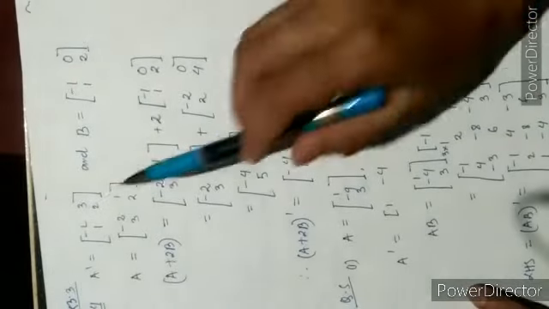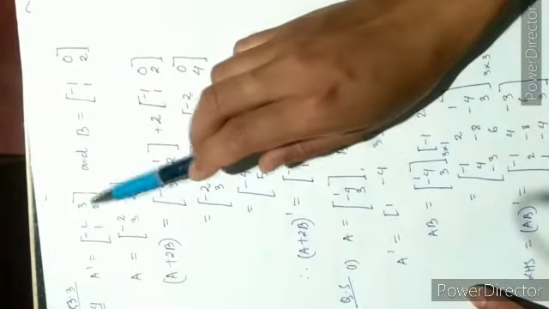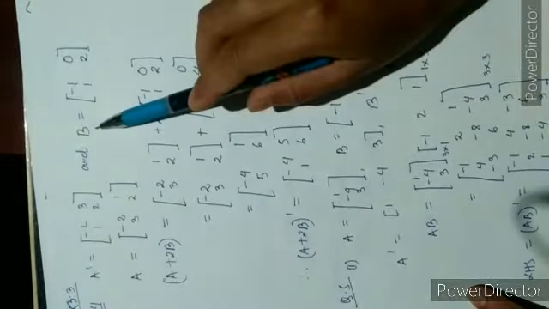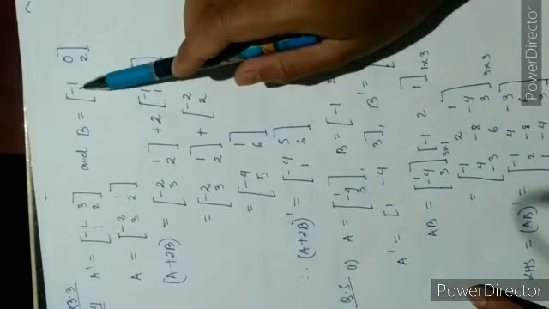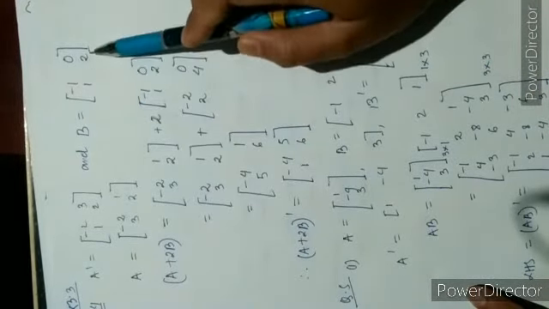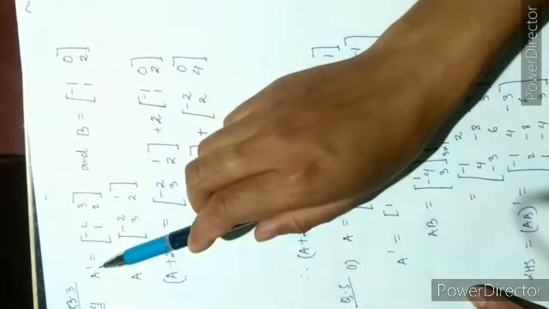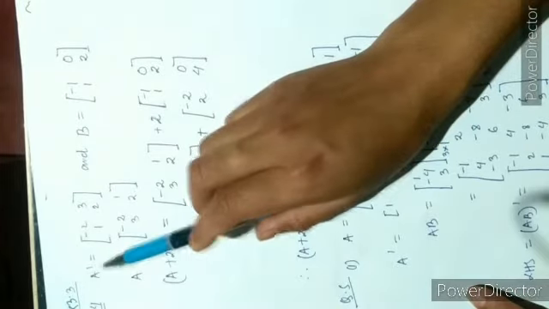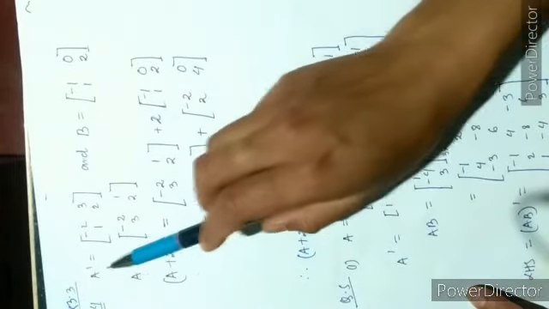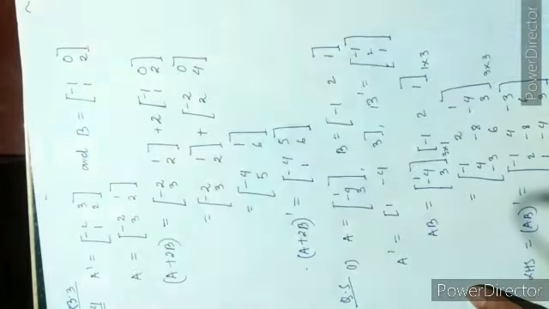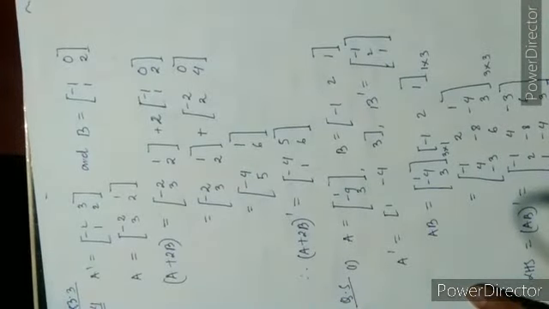Matrix A dash is minus 2, 3, 1 and 2, and matrix B is a square matrix of order 2, minus 1, 0 and 1, 2. Given A dash, by the properties of transpose of a matrix, double transpose of a matrix A is equal to A. This is A dash, take its transpose.